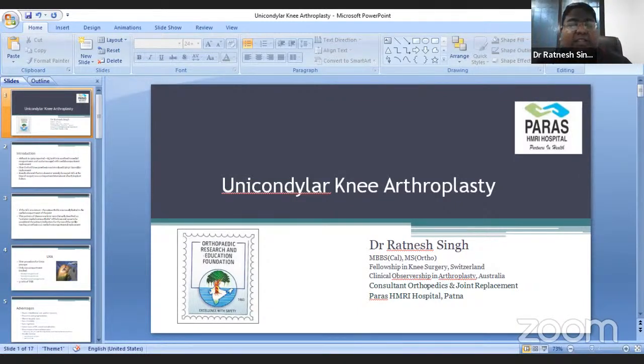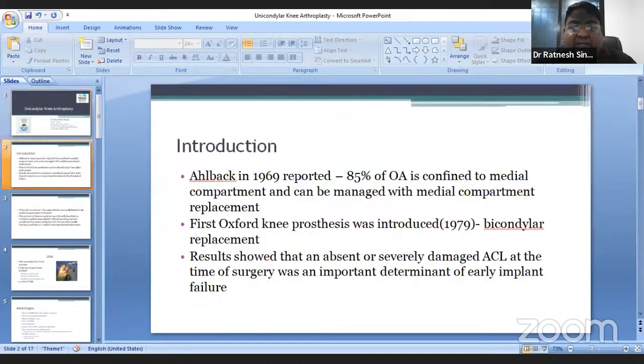Albach in 1969 reported that 85% of osteoarthritis is confined to the medial compartment and can be managed with medial compartment replacement only. So the first Oxford knee prosthesis, which was designed by John Goodfellow, was introduced in 1979 as a bicondylar replacement, keeping both the ligaments intact, ACL and PCL, and trying to replicate the normal knee.